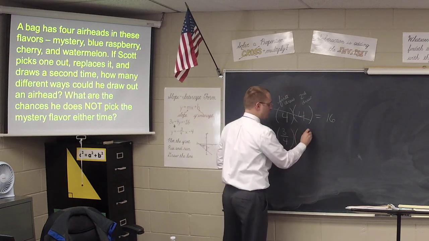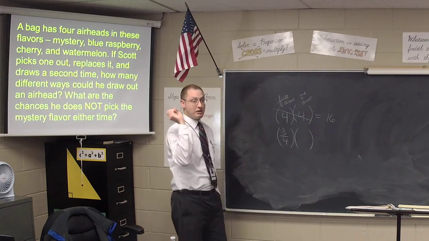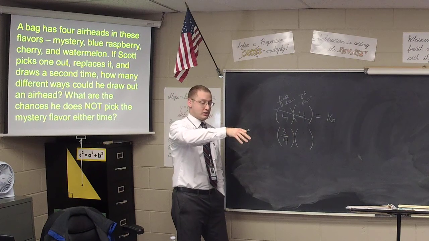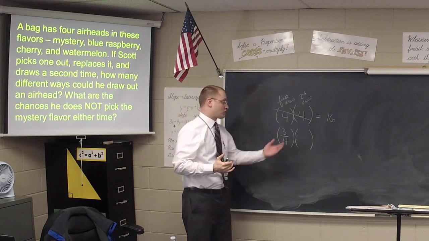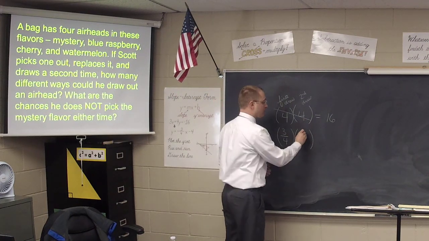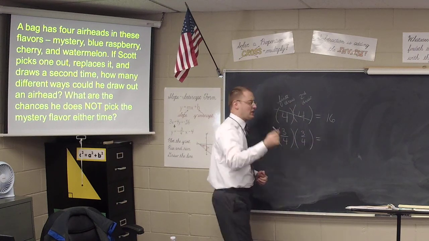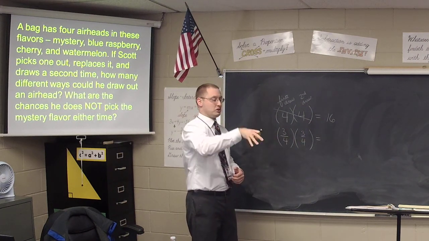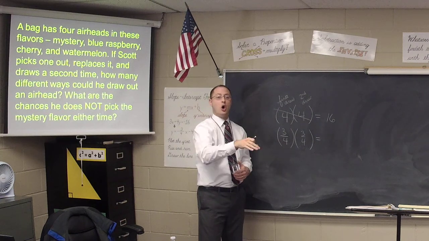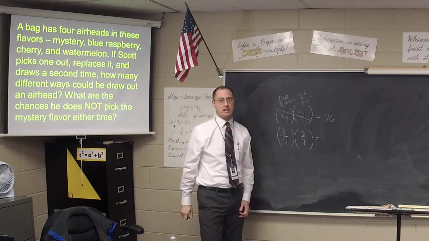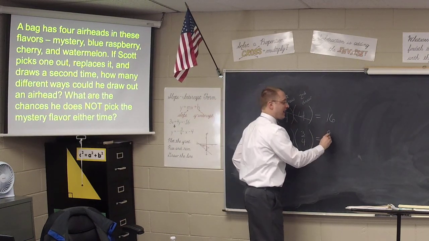Then we come to the second draw. Well, assuming he puts the first one back, whatever it was, what are the odds he doesn't get mystery on the second draw, class? 3 to 4. 3 to 4. So what are the odds he draws, looks at it, puts it back, draws again, looks at it. What are the odds he didn't draw mystery either time? 9 to 16. 9 to 16.